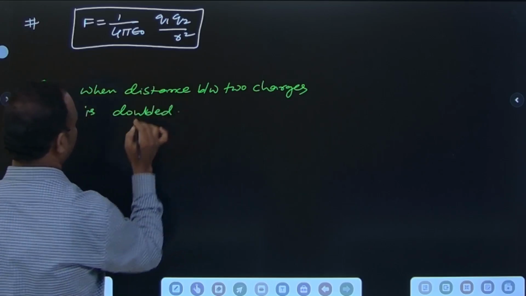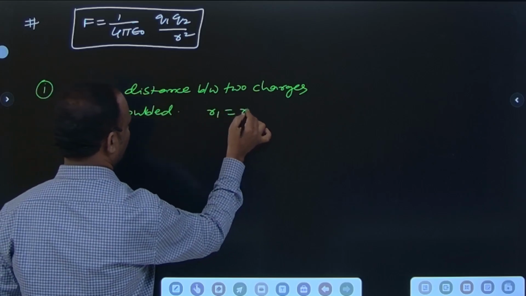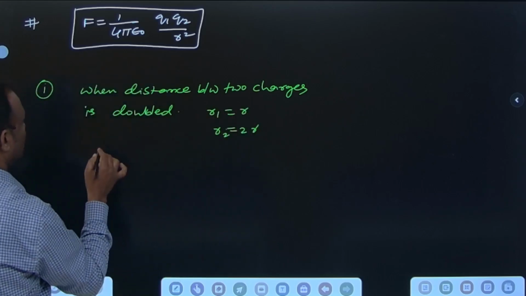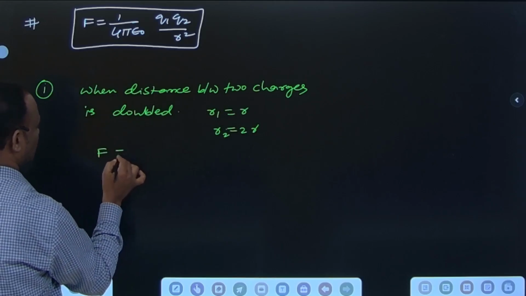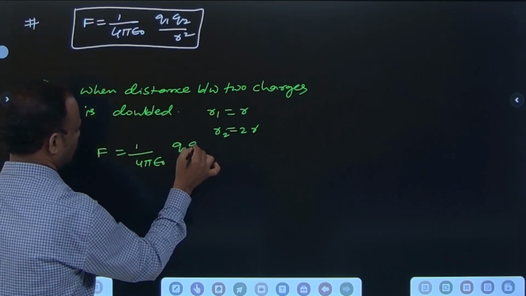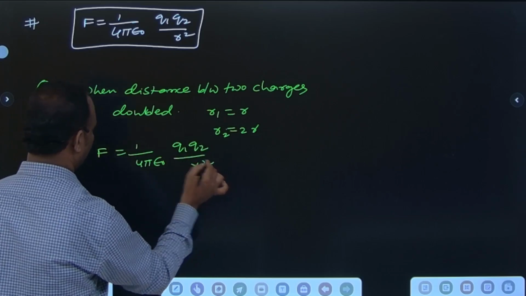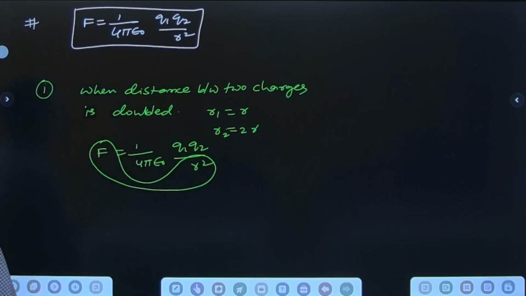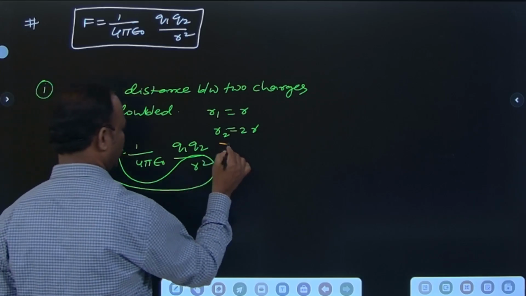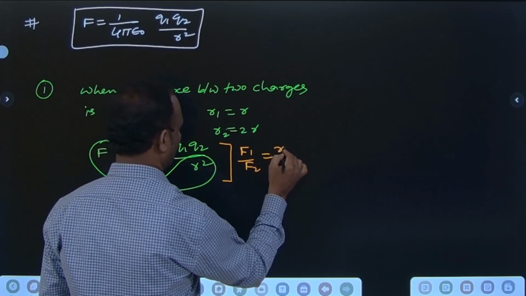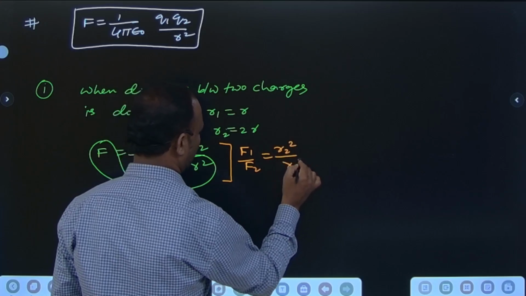So doubled means what? R1 must be R, R2 must be 2R. So then what? F is equal to 1 by 4 pi epsilon naught Q1 Q2 by R square. F is inversely proportional to R square. So then what do you write from this case? F1 by F2 is equal to R2 square by R1 square.